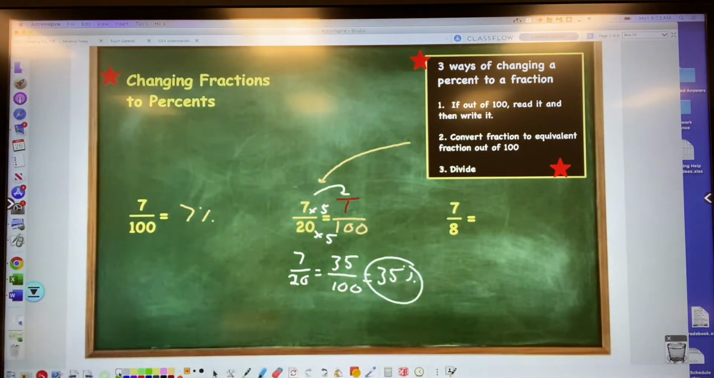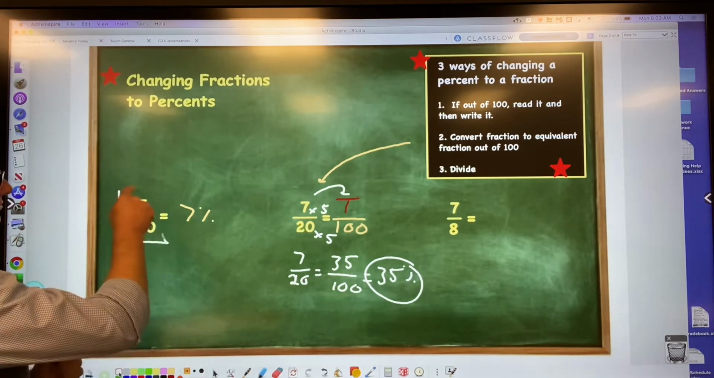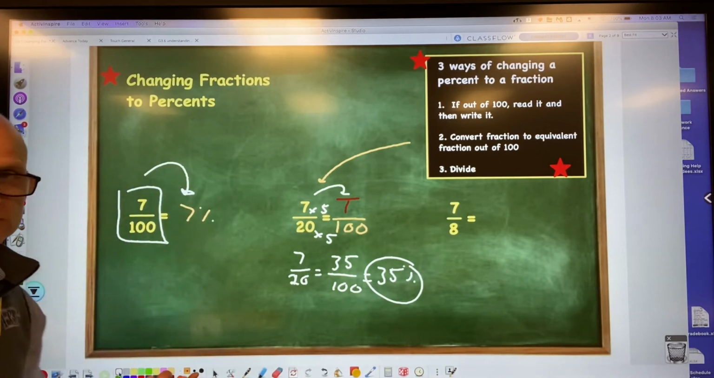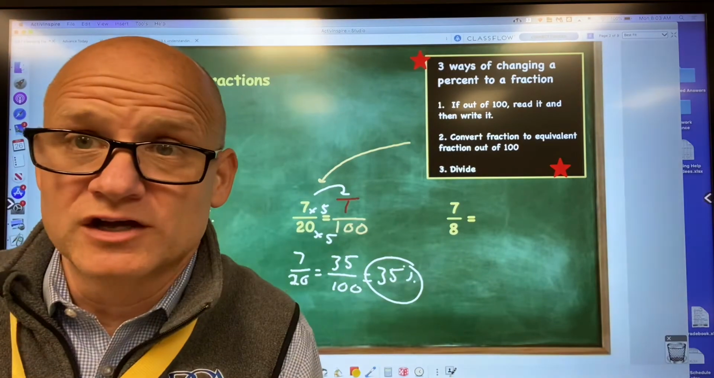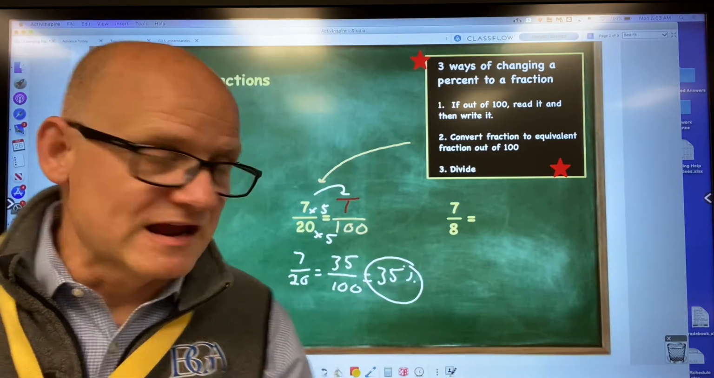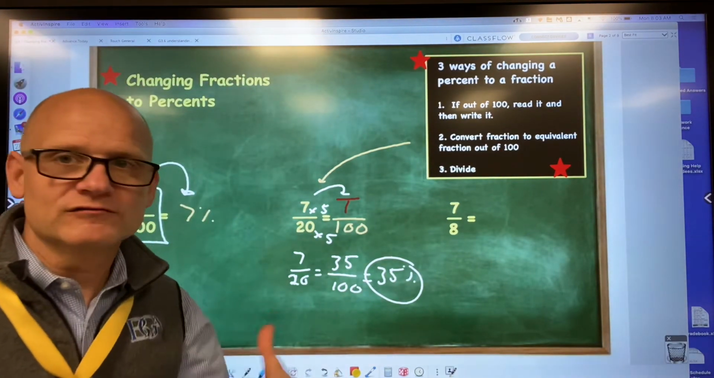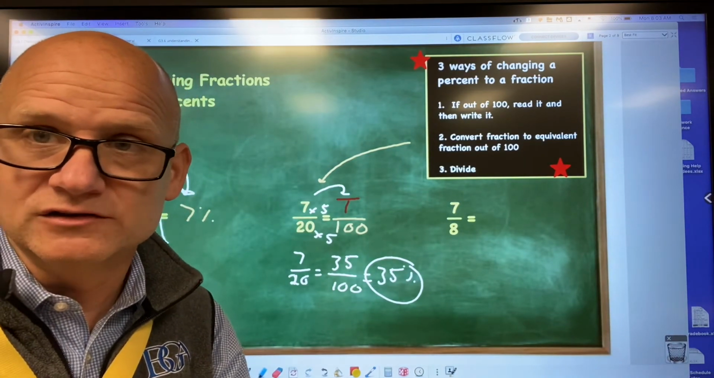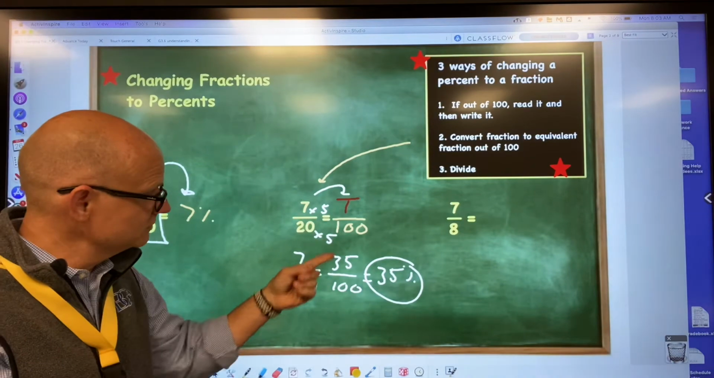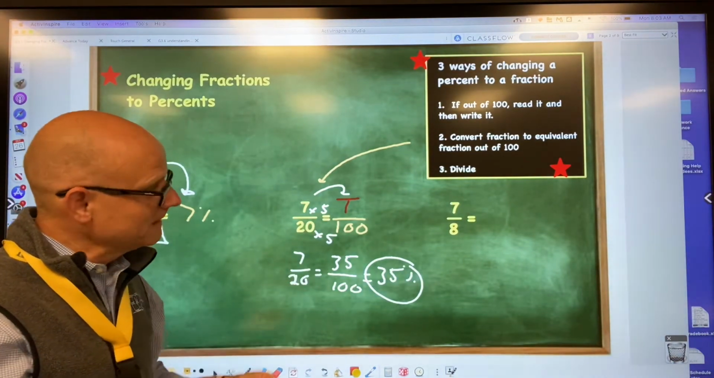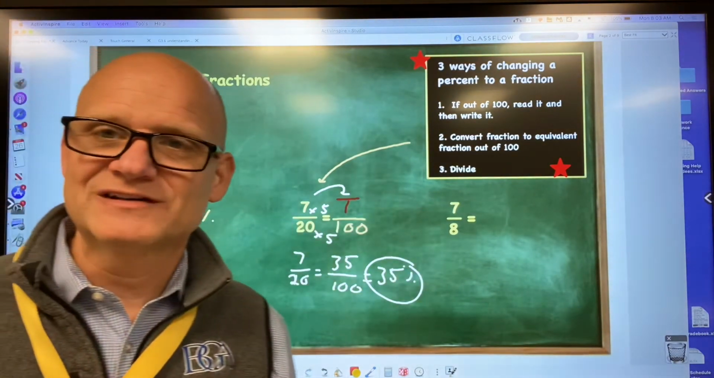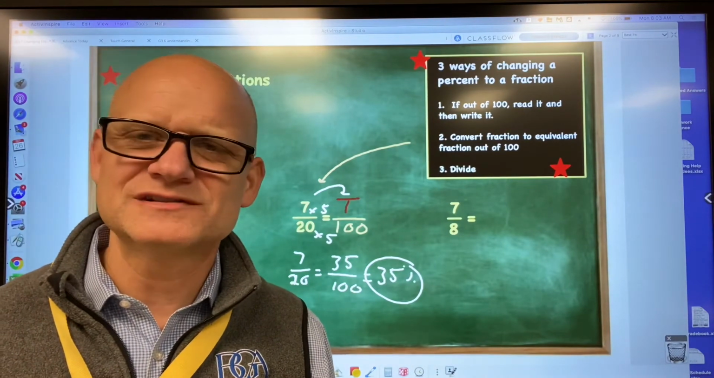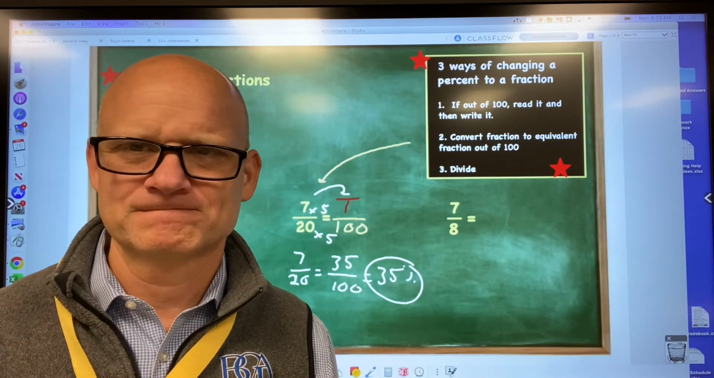So some fractions, you just read it and then write it, if it's out of 100. Some fractions might not be out of 100, but you can convert them to an equivalent fraction out of 100. So 7 out of 20, we can convert to hundredths. We multiply by 5, we multiply by 5. But then there's some fractions, like 7/8, where 100's not divisible by 8.